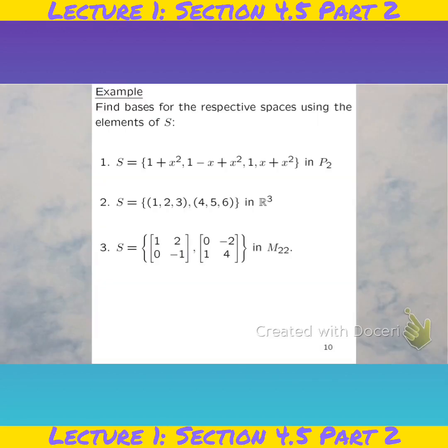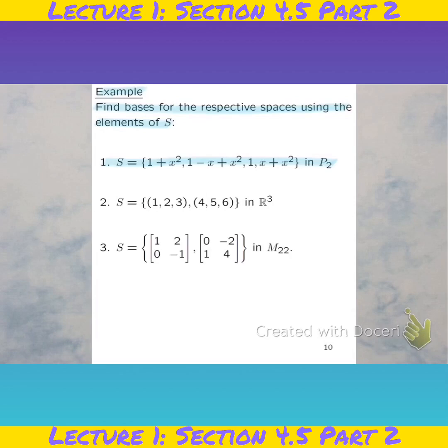Alright, so in this example, find a basis for the respective spaces using the elements of S. So let's look at number 1. We take the set S given by those polynomials in P2. I need to find a basis. Now remember, what's the dimension of P2? If we look at the standard basis for P2, there are 3 vectors in the standard basis. So P2 is three-dimensional. So we have the number of vectors in the basis now, and obviously S has 4 vectors in it, so we're going to have to remove vectors.